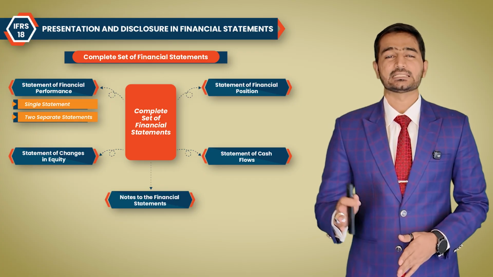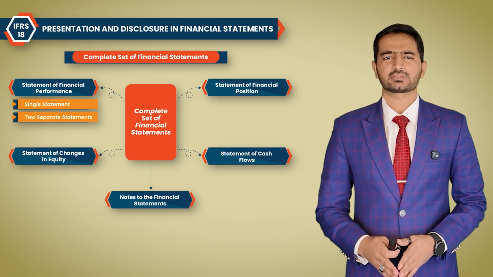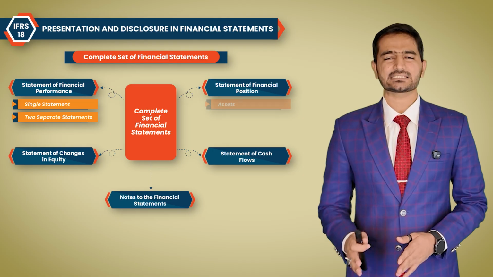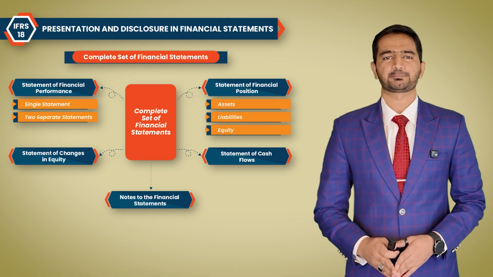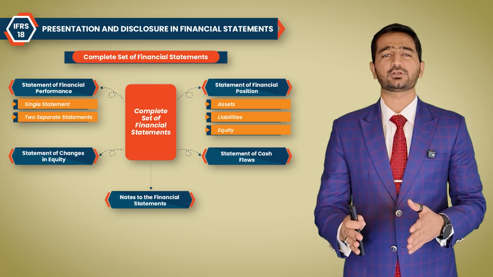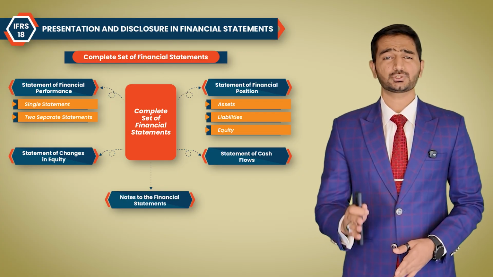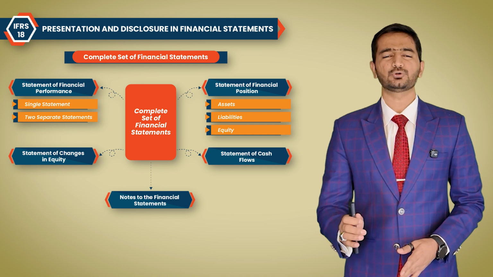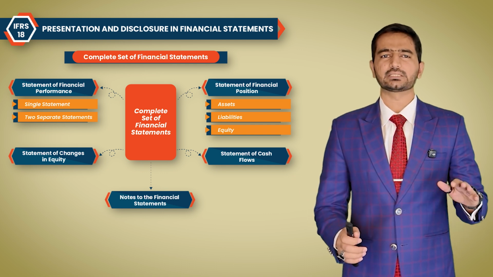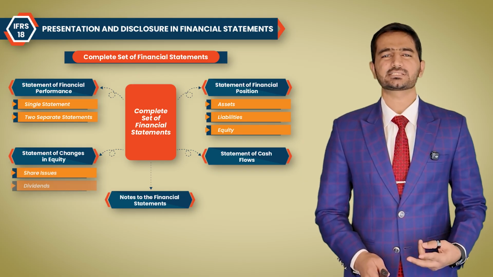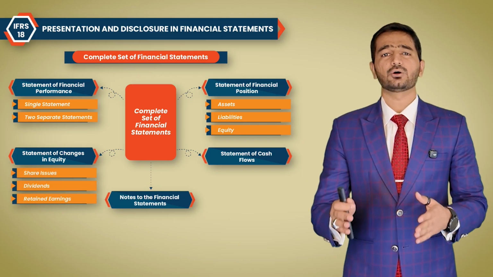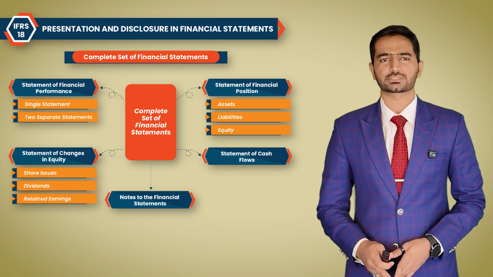Yes, my friends, the balance sheet of the business. This shows your assets, liabilities, and equity at a specific point in time. The third component is the statement of changes in equity. This shows how your equity has moved up or down during the year. It captures share issues, dividends, retained earnings, and all those equity roller coasters.